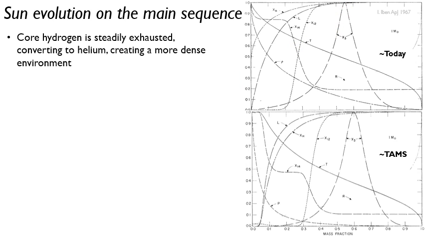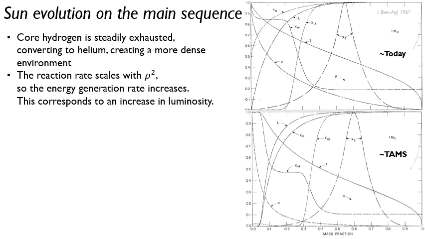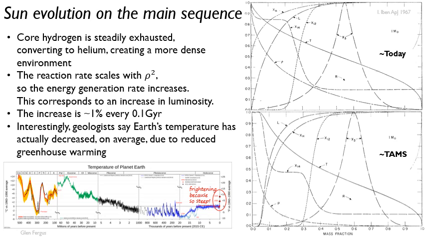But in any case, our hydrogen has been converted to helium in the core. It makes for a more dense environment. That's happening steadily, continuously as the main sequence continues. Now the reaction rate here is going to scale with the density squared, and so your energy generation rate is going to increase over the main sequence lifetime of the star, and therefore the luminosity is going to steadily increase as the core burning continues. And this turns out for the sun to be roughly an increase of 1% of the luminosity every 100 million years or so. And so every billion years, you get a 10% increase in luminosity.